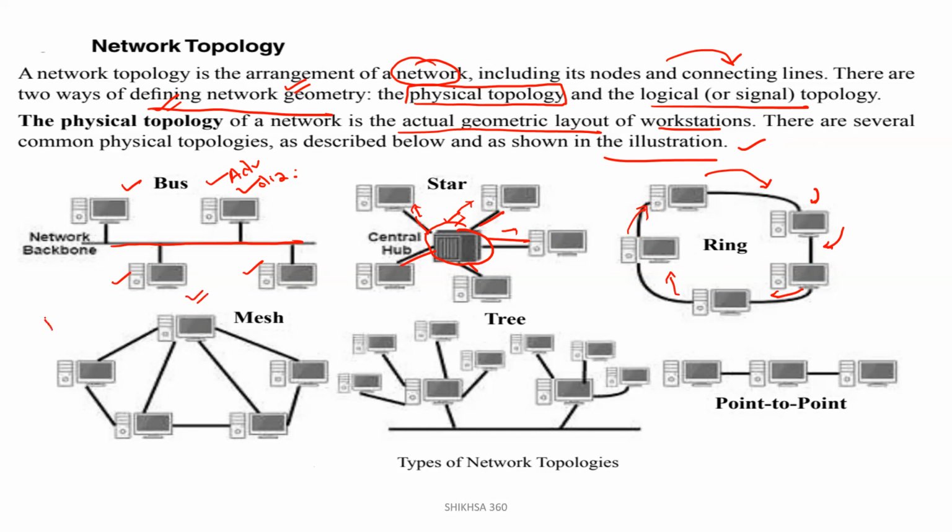Next one is the mesh. In the case of the mesh, some computers are interconnected with each other and some are not. Clear? Like this one is connected with this one, this one, this one, but this is not connected with all. This is connected with only two. Why am I discussing this point? Because in the theory we will also cover that point. Next one is the tree, in the form of branches.